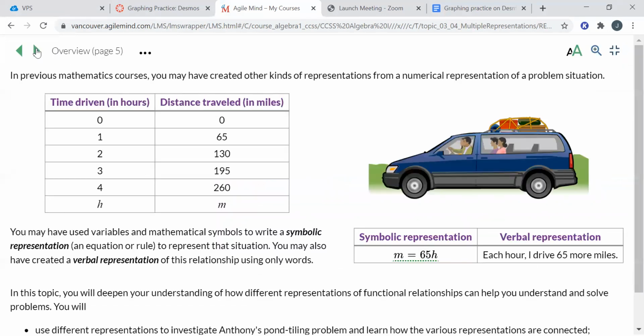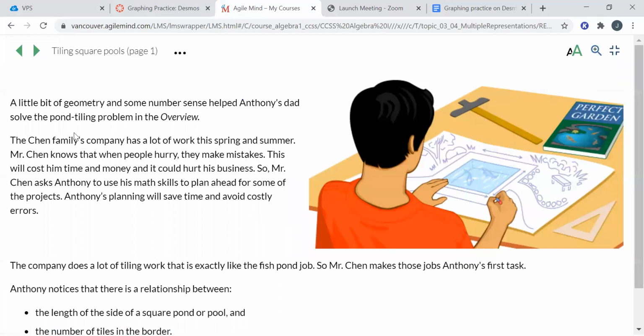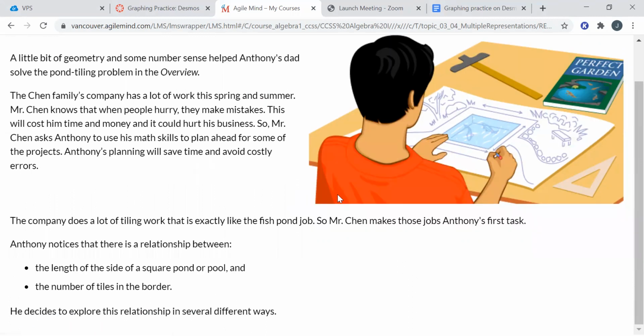And now we're going to continue with that situation because that was the Chen family. Mr. Chen wants to make sure that everything goes well. He doesn't want to waste money on mistakes. So he has asked Anthony to use his math skills to plan ahead for some of the projects. And Anthony's planning will save time and avoid costly errors, which is part of why we do math in the first place, to model stuff so that we avoid errors. That's why you never start a building without a blueprint nowadays. The company does a lot of tiling work that is exactly like his first job.